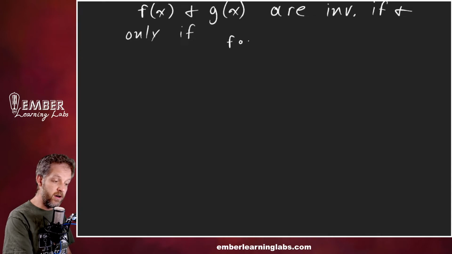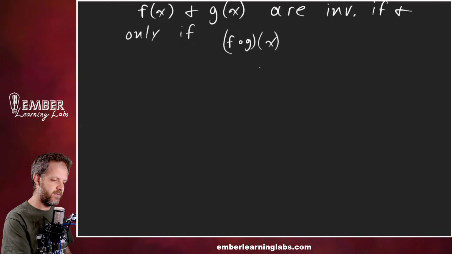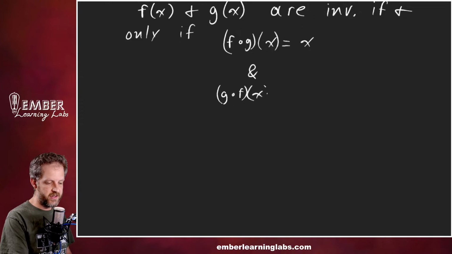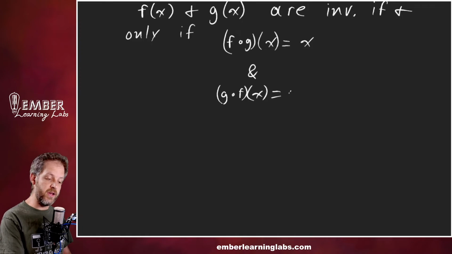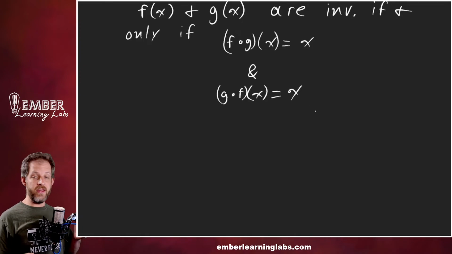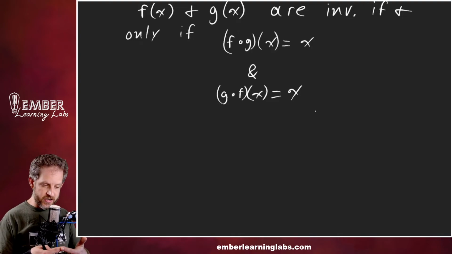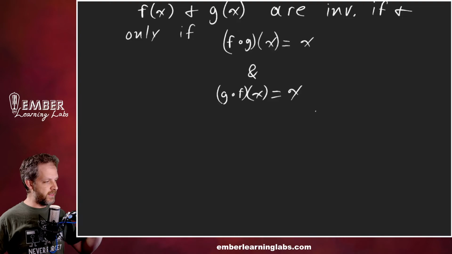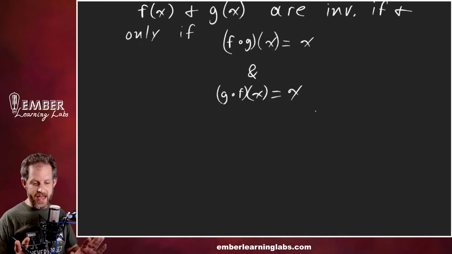f of g of x, we saw that in the last lesson, equals x, and g of f of x equals x. So if we do the composition of these two functions in both directions and it simplifies on down to x, then we know that this function is the inverse of that function.